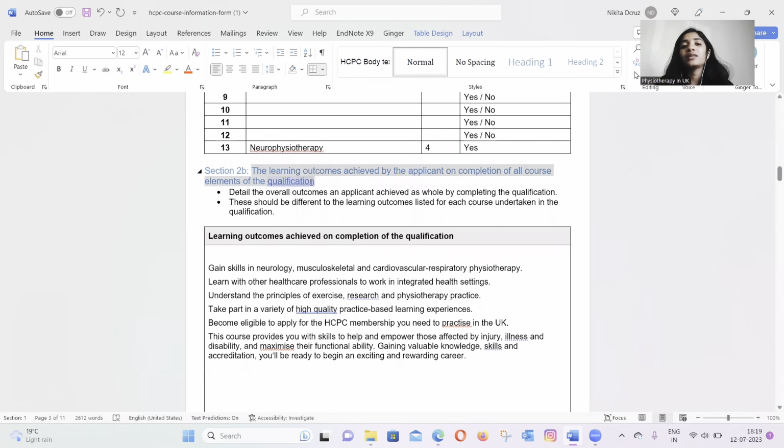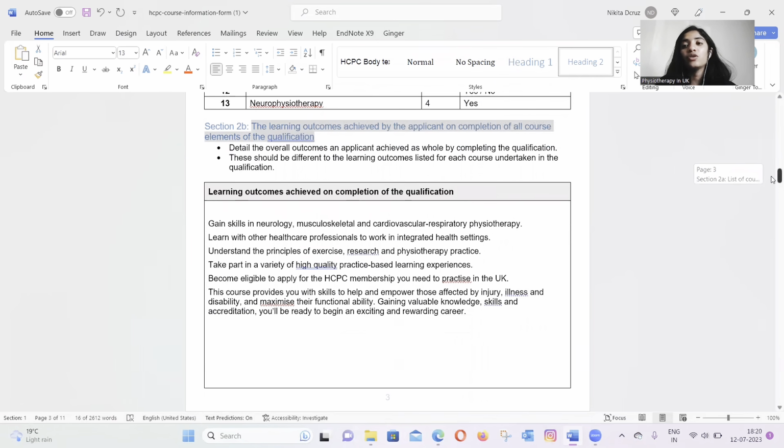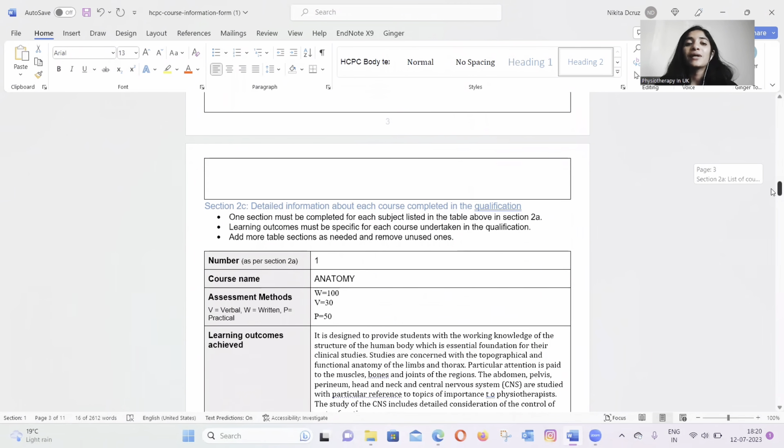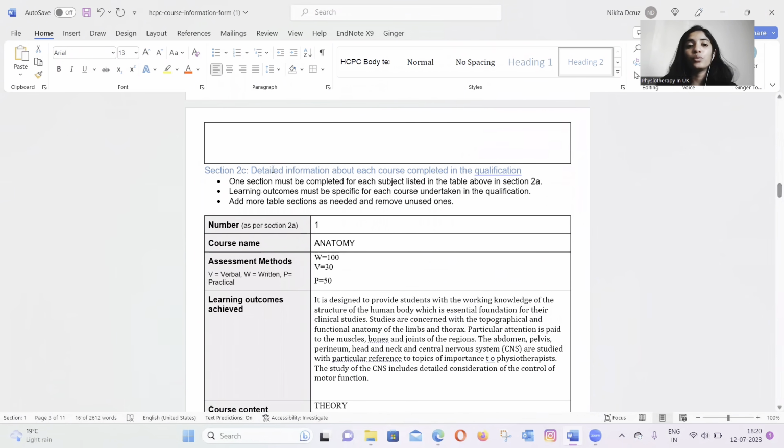So as you can see over here, they would like you to identify some of the learning outcomes that have been achieved by you on completion of all of the course elements. Now, this was just the learning outcome for my course while I was studying within my university or within my college. And obviously, this can be really different based on wherever you are. So I would say really go ahead and look at your syllabus copies before you make a decision on what goes within your learning outcomes. But let's come to the most important bit, and this is detailed information about each course completed in the qualification. Now, again, please remember when they say course, they do not mean your degree.